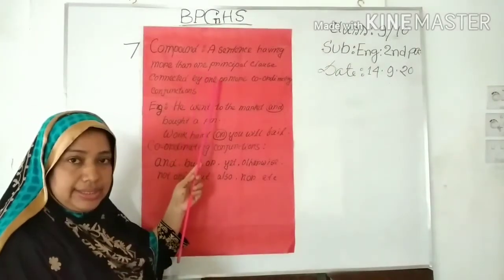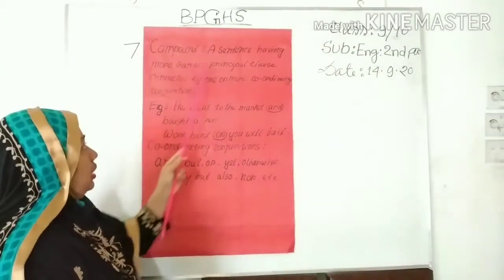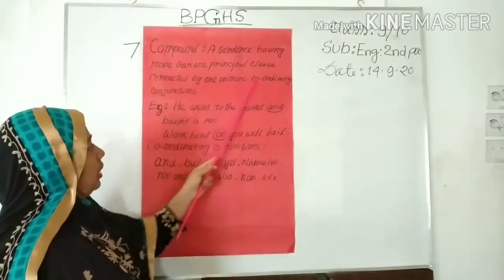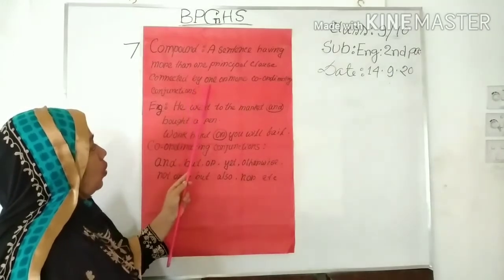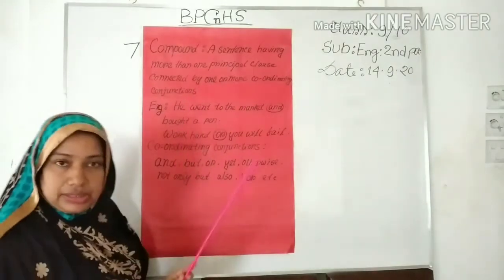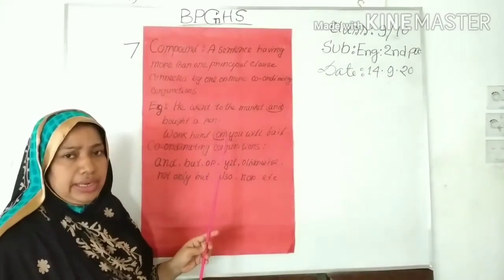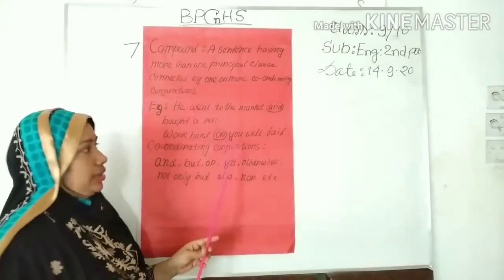Yes, the last one is the compound sentence. It's a sentence having more than one principal clause connected by one or more coordinating conjunctions. Again here, two clauses are connected with a coordinating conjunction.